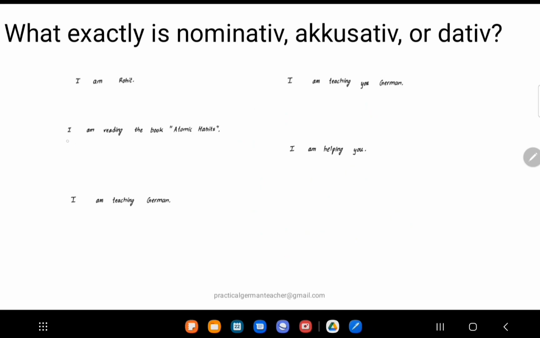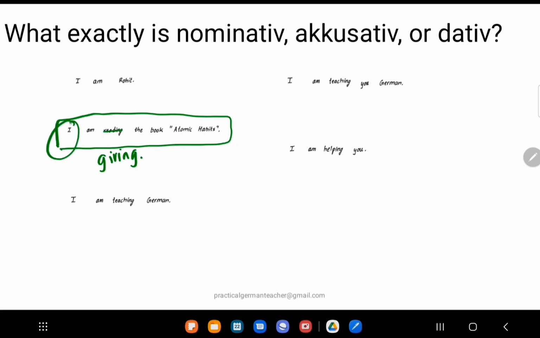So let's say I am reading the book Atomic Habits. Let's say if I replace this reading with giving, still you can go by the same logic, right? So who is giving? I am giving. Then what are you giving? So what, again, so with giving also it will be accusative. Ich gebe das Buch Atomic Habits, right? Again, what are you giving? The book. So again the logic applies over here as well, so it will be an accusative case.